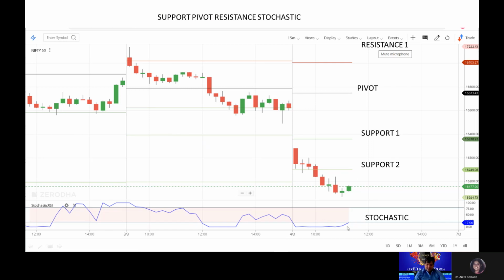And I use this indicator most of the time, stochastic, on the 15-minute chart. Stochastics also work here. When it goes below 20, it means it's oversold, and I will take up a trade once I find this Morningstar pattern. I would have taken up a trade here in this part.